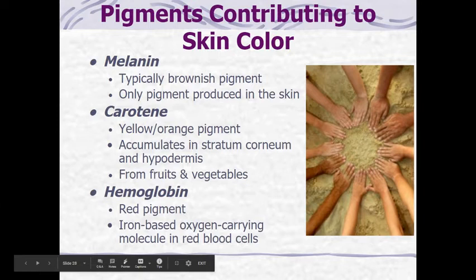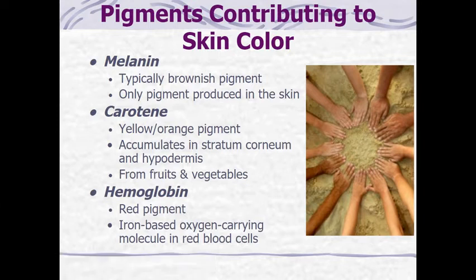Pigments. So we all know about melanin. Melanin is the main pigment of our skin. It's typically a brownish pigment, and different coloration of skin is due to different amounts of melanin being produced. More melanin is going to create darker skin tones. Less melanin is going to create lighter skin tones. Of all the pigments contributing to skin color, melanin is the only one that's actually produced in the skin. Remember, the melanocytes in the epidermis are what's producing the melanin.